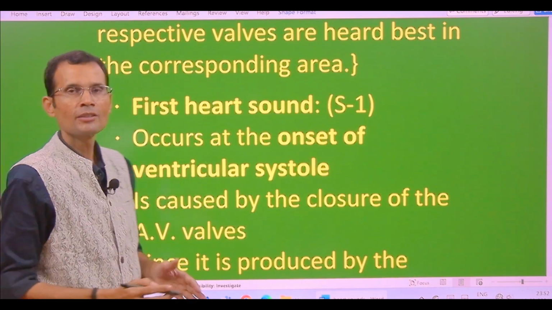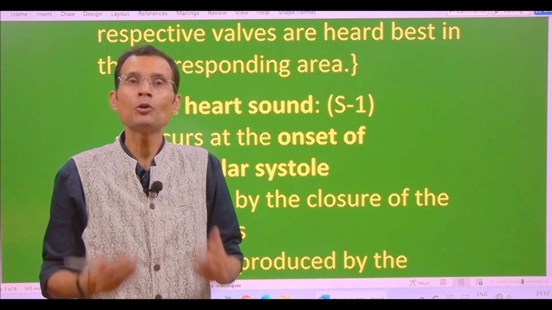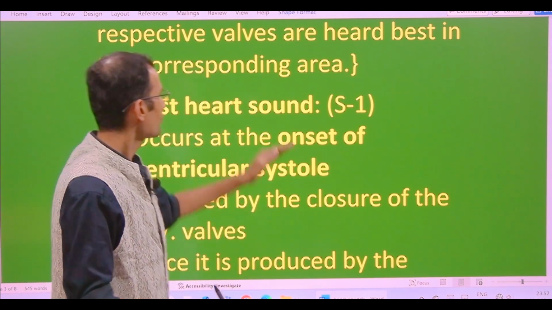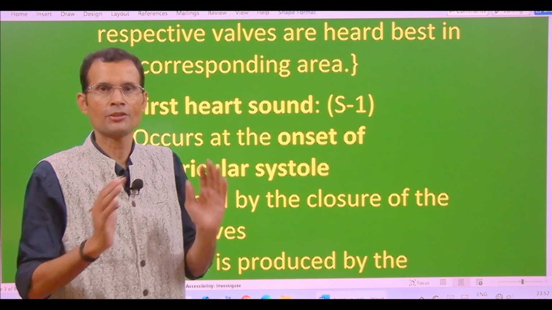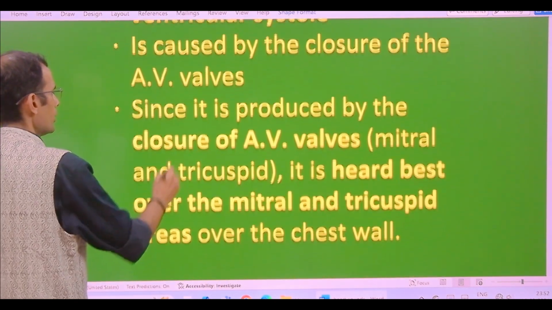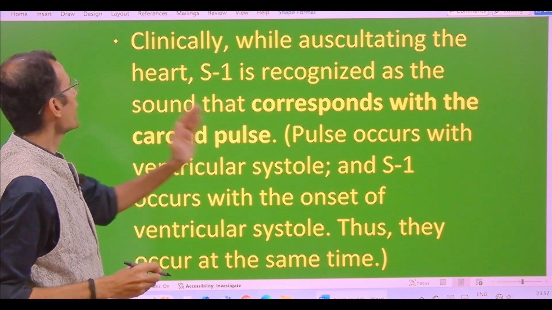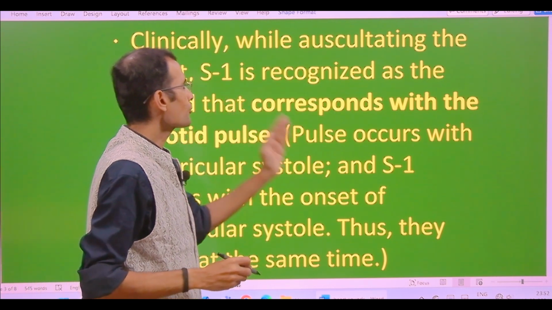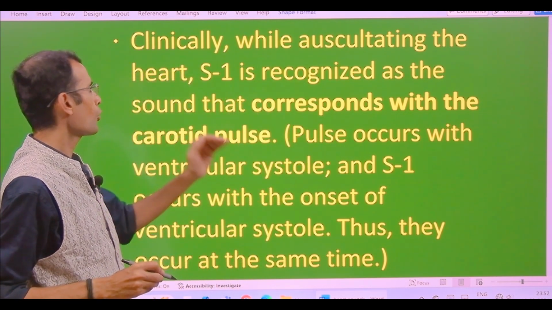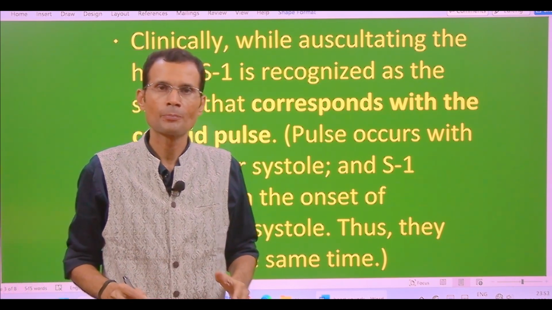These 3 points are or should be known. Once you read the cardiac cycle, these 3 things become obvious to you. Okay. Then clinically, while auscultating the heart, S1 is recognized as the sound that corresponds with the carotid pulse.